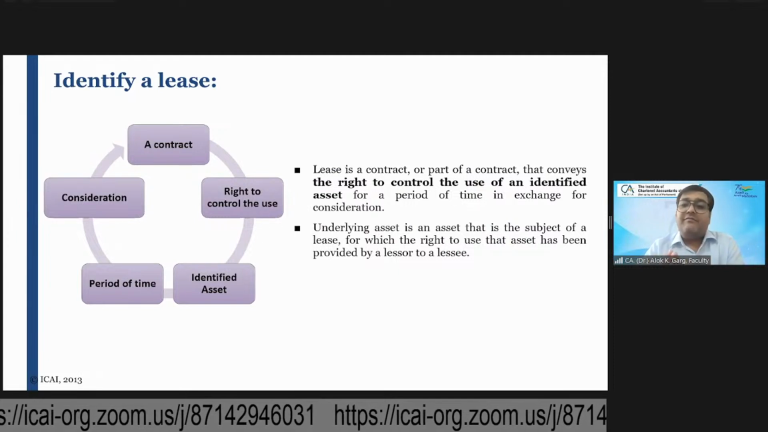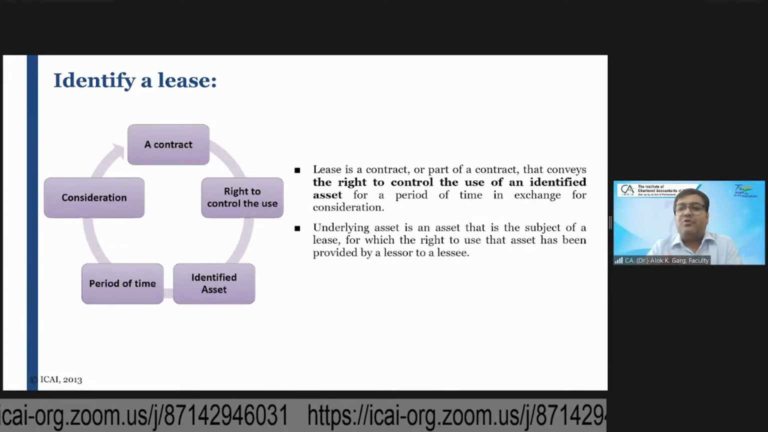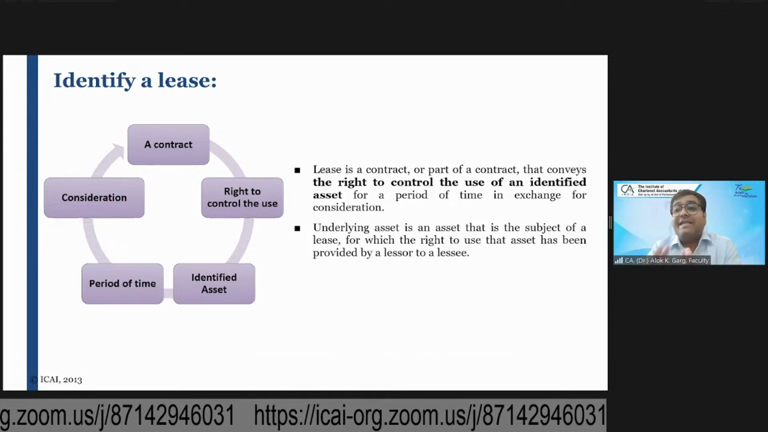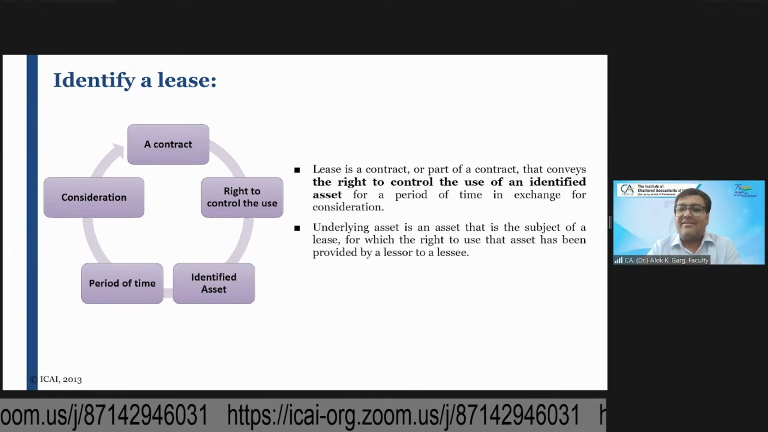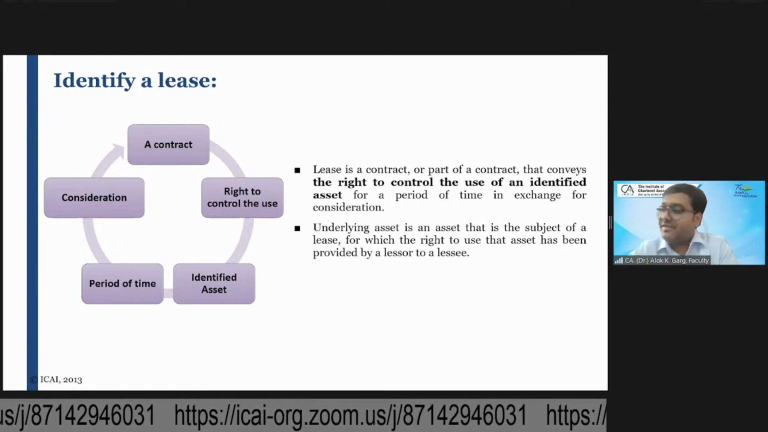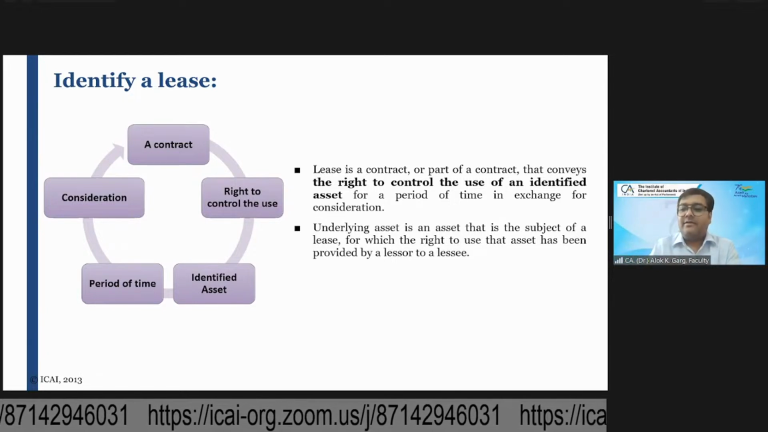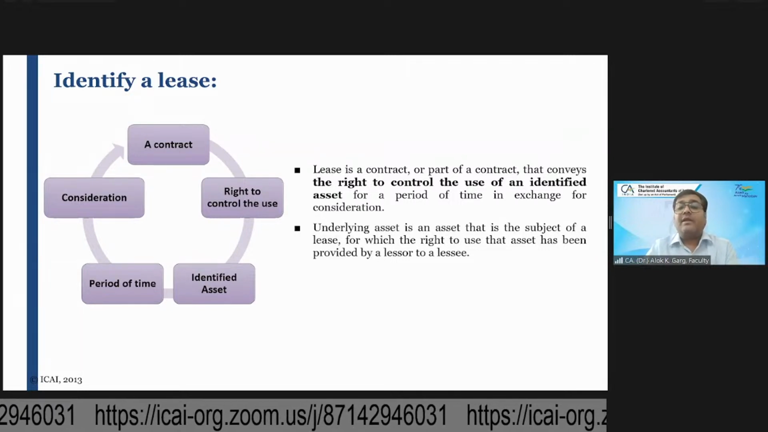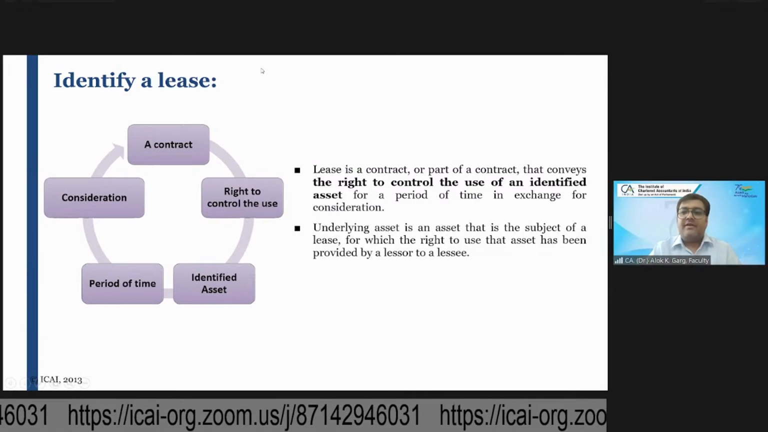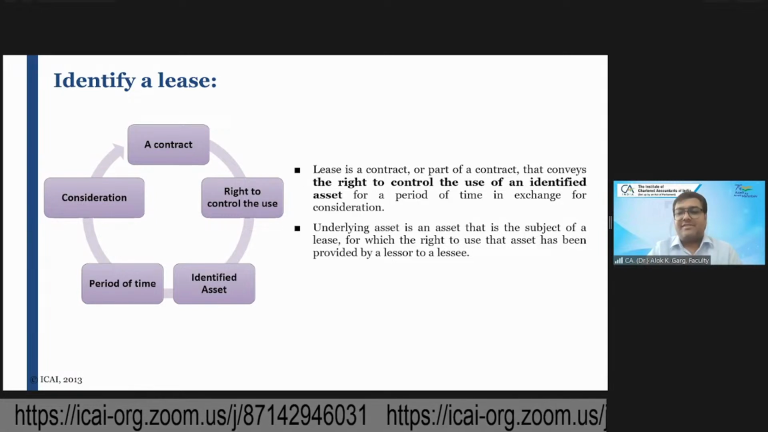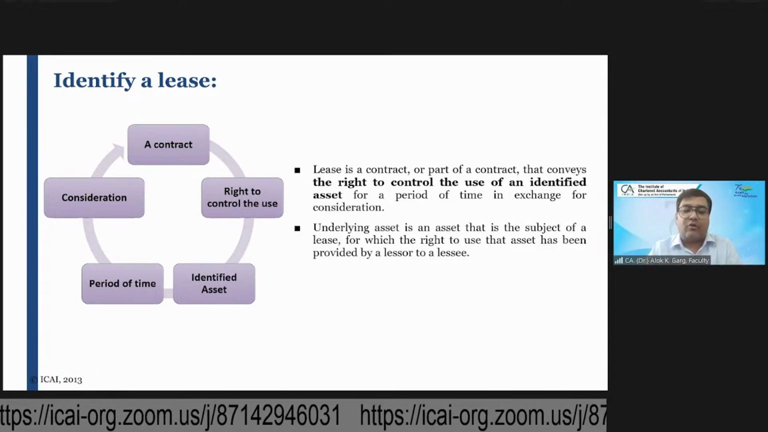Now, friends, we have come to the first concept of this standard, which is identification of a lease, whether the lease contract is covered under Ind AS 116 or not. Correct? So we have already reached identification of a lease. Can you tell me quickly what are the four parameters to check whether it is a lease agreement or not?